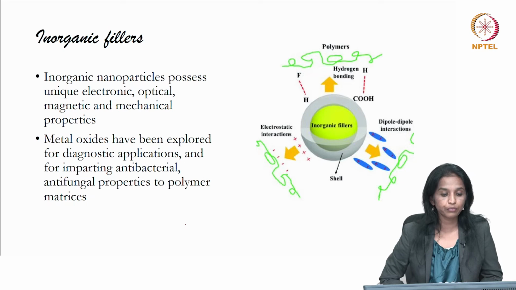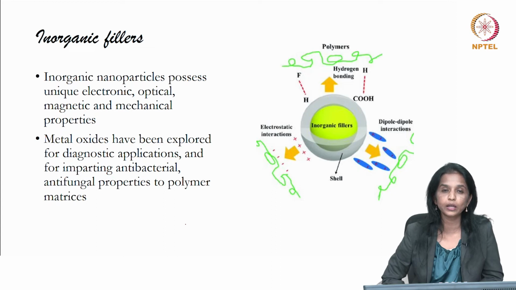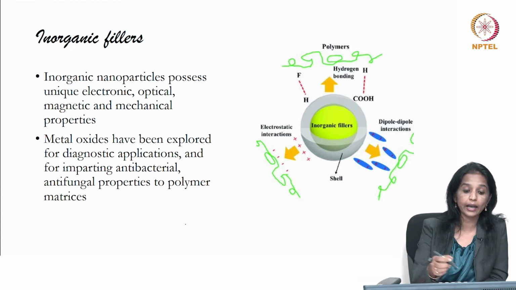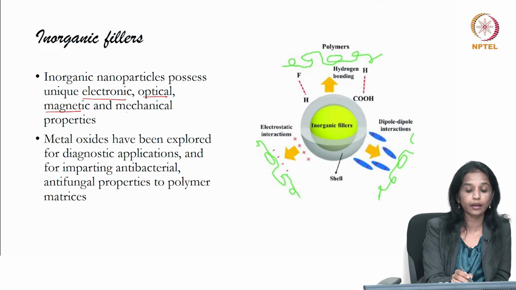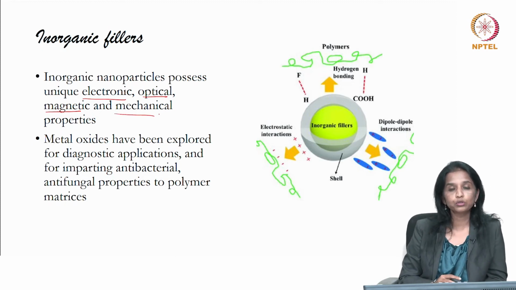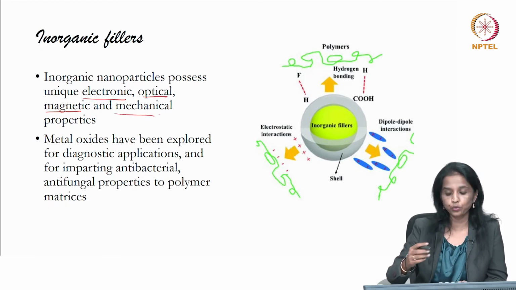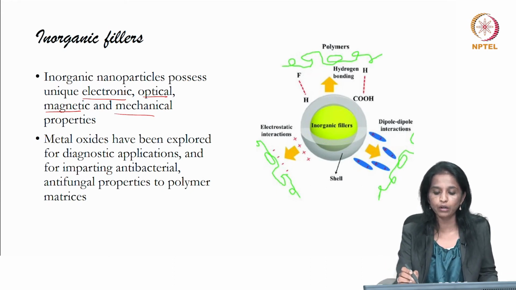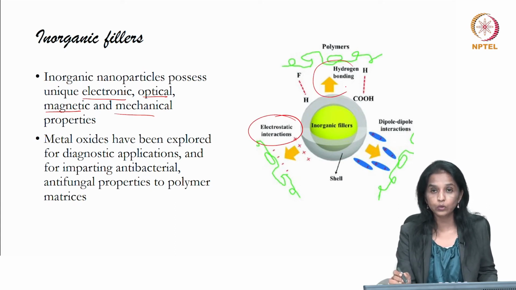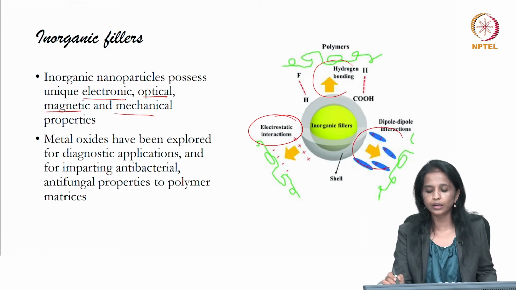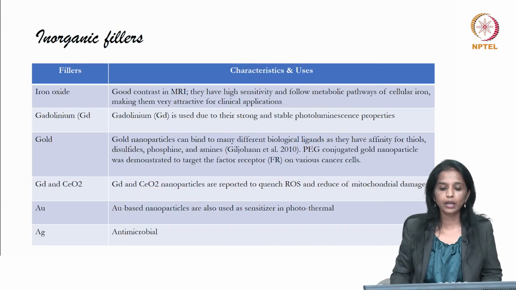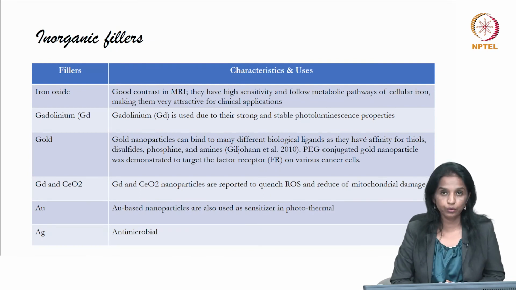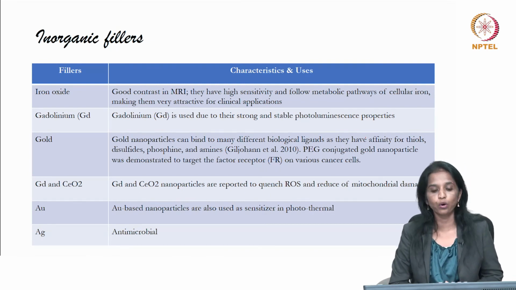The other are inorganic filler materials, which are synthetic and more unique, and they can exhibit electronic, optical, magnetic and mechanical properties. Usually metal oxides are used as inorganic fillers, and these are capable of giving electrostatic interaction. They can also give hydrogen bonding, and create dipole-dipole interaction, making them very interesting and obviously giving much more applications.